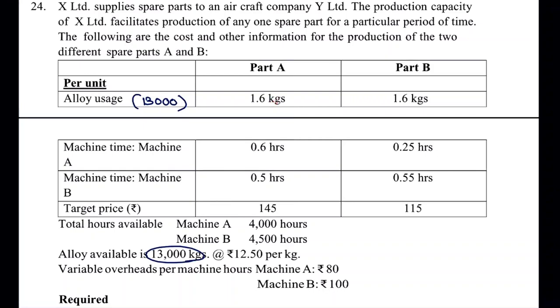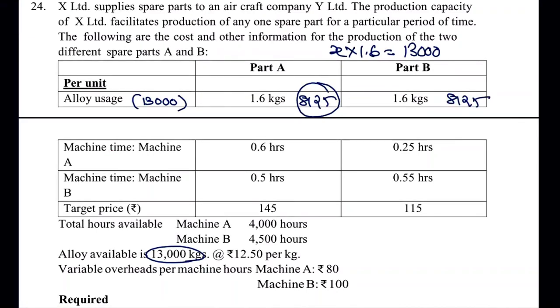Every unit of A requires 1.6 kgs. So the number of units is x, times 1.6 kgs per unit. The maximum you can utilize is 13,000 kg. So the maximum you can produce is 8125. Once you produce 8125 units, 8125 into 1.6, the entire raw material is utilized. Instead of A, if you go for B, again what will you do? 13,000 divided by 1.6, how much?